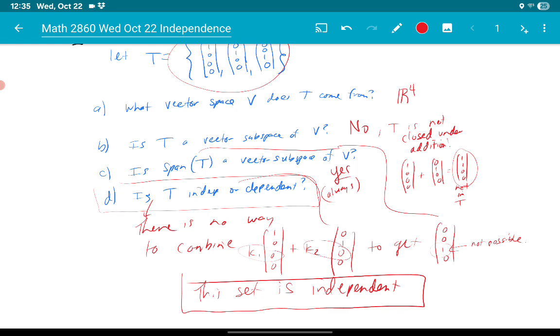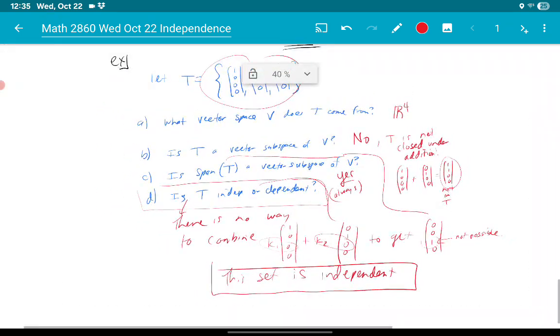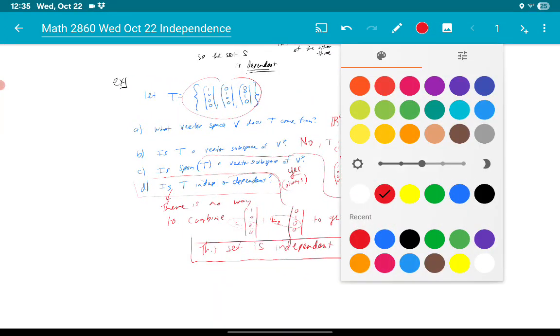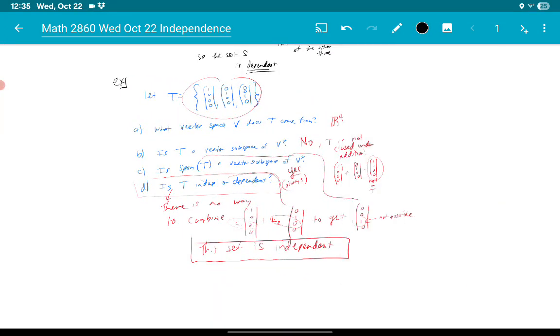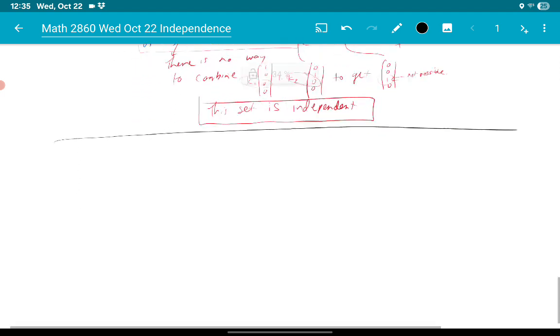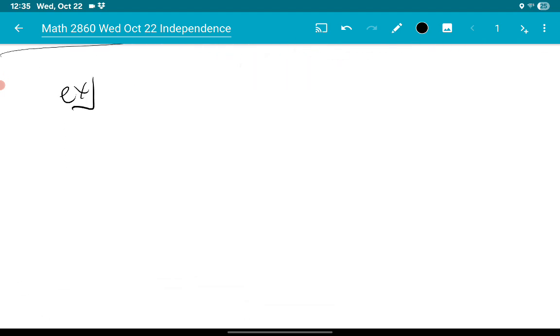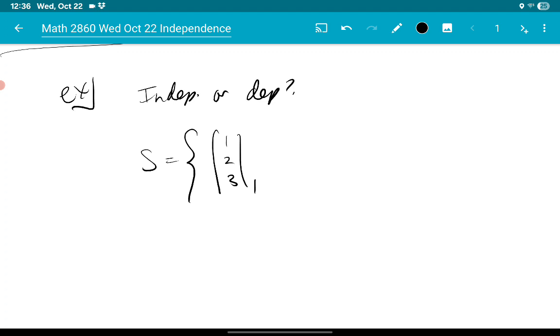Let's do one that's a little harder, and I'll show you how I can use a system of equations to answer the question. So again, is this set independent or dependent? One, two, three, 4, 5, 6, 7, 8, 9. Those are our three vectors.